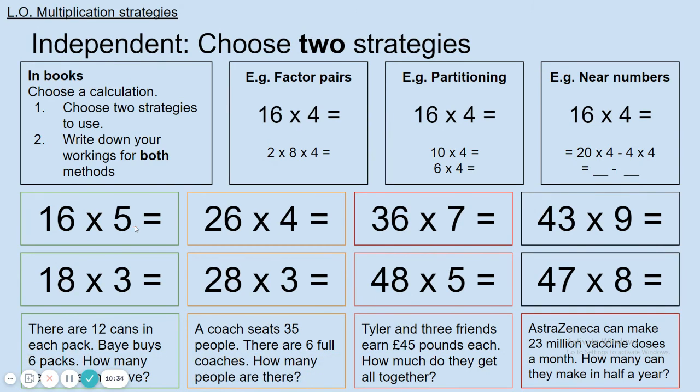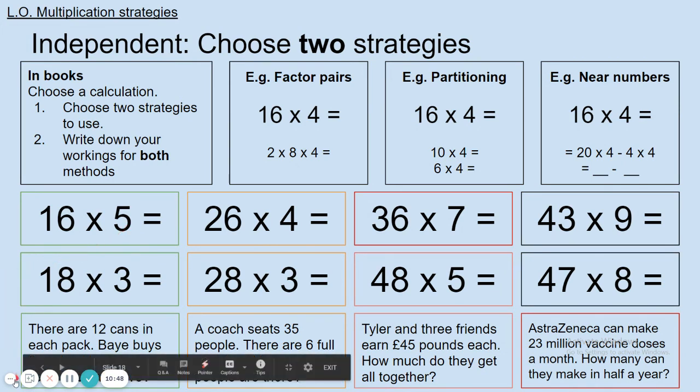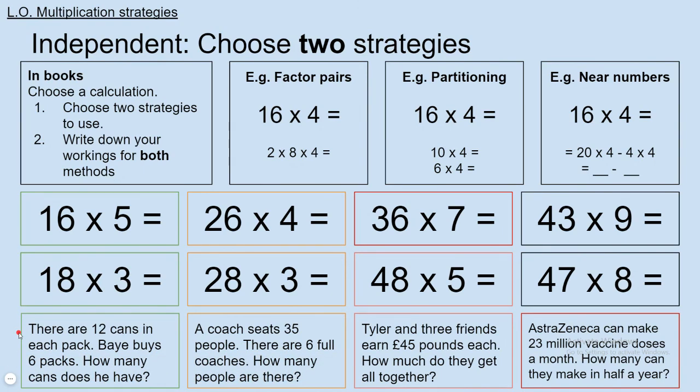I'm just going to quickly read out some of those extra challenges at the bottom there. So there are 12 cans in each pack. Bay has been buying 6 packs of cans. How many cans does he have? Can't read that bit. I don't know how to get rid of that. There you go. So Bay buys that. How many cans does he have?